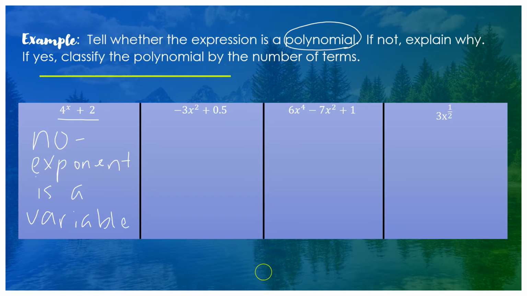All right, for my second one, I have an exponent, it's a whole number. I have a decimal in the problem, but that's okay because it's not in my exponent. So as long as your exponent is whole numbers, then it is a polynomial. So this is going to be yes. And then can we classify it as a monomial, a binomial, or a trinomial? Because this is two terms, again, addition is what's going to separate your terms from one another. Since this is two terms, this is a binomial.